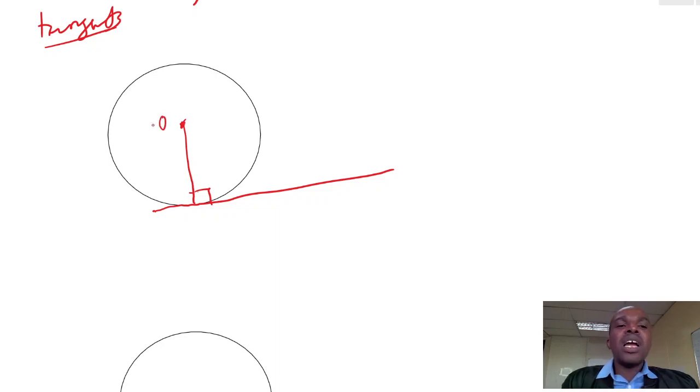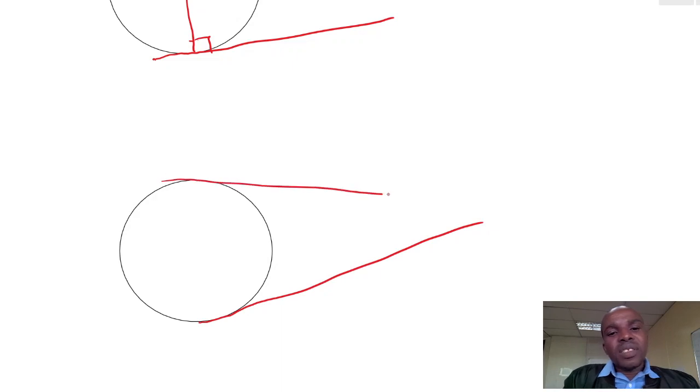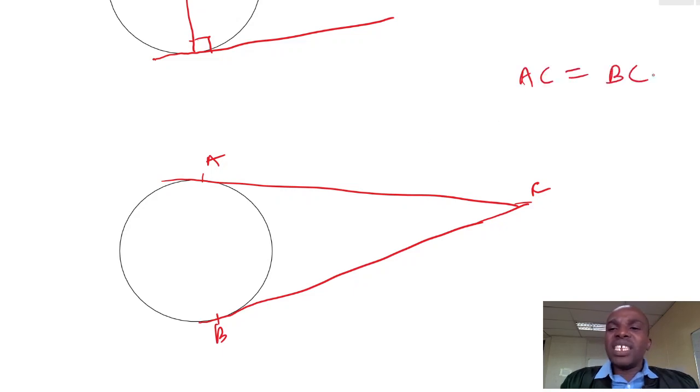If I have my center O in this case, right? Then next, the other one based on these tangents. If I have two tangents joined together, from this point I can say A, then C, then this point is B. AC is the same as BC. They're equal, which means this side and this side will be exactly the same.